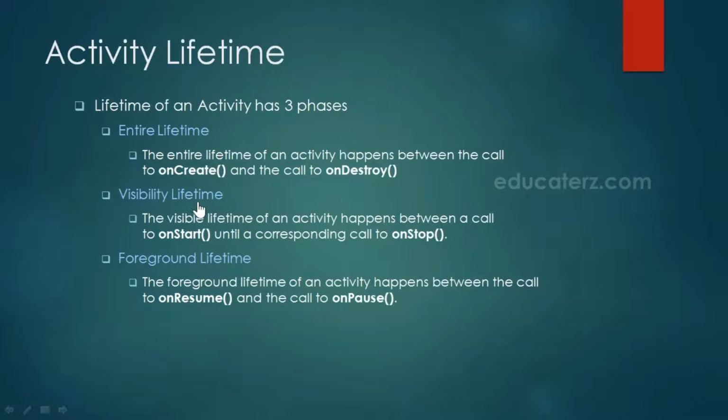The visibility lifetime is where the user can see and cannot see. We already know that at onStart, the user is going to see something, so it happens between your onStart and onStop. The foreground lifetime means where the user can interact, resume, roll back, pause, and play back, and all of this happens between your onResume and onPause methods. Like this, each and every activity callback method has been differentiated into three phases: entire lifetime, visibility lifetime, and foreground lifetime.